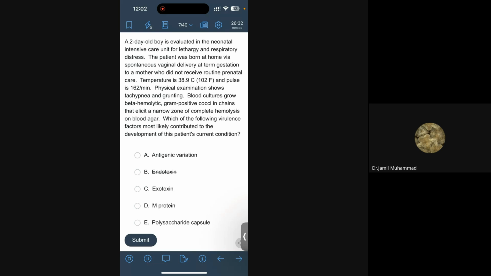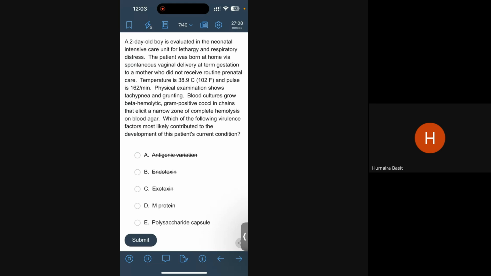Antigenic variation is seen in which organisms? In Neisseria. And in which virus? Hepatitis C, and the influenza virus. Exotoxin is usually produced by E. coli, diphtheria, tetanus, but the patient is not showing any signs of those.